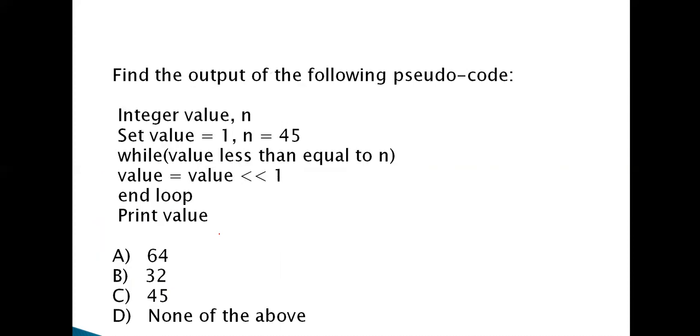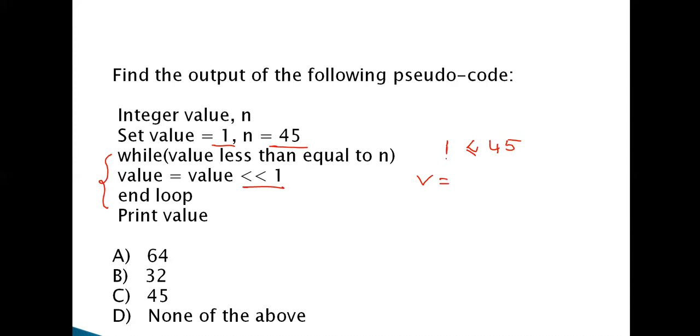Okay. One more example. Value is equal to 1, n is equal to 45, while value less than or equal to n. That is, value 1 less than or equal to 45. Value is equal to value plus 1, end loop. This is a loop. What is the value? This is the left shift operation. Every left shift operation, value becomes double.